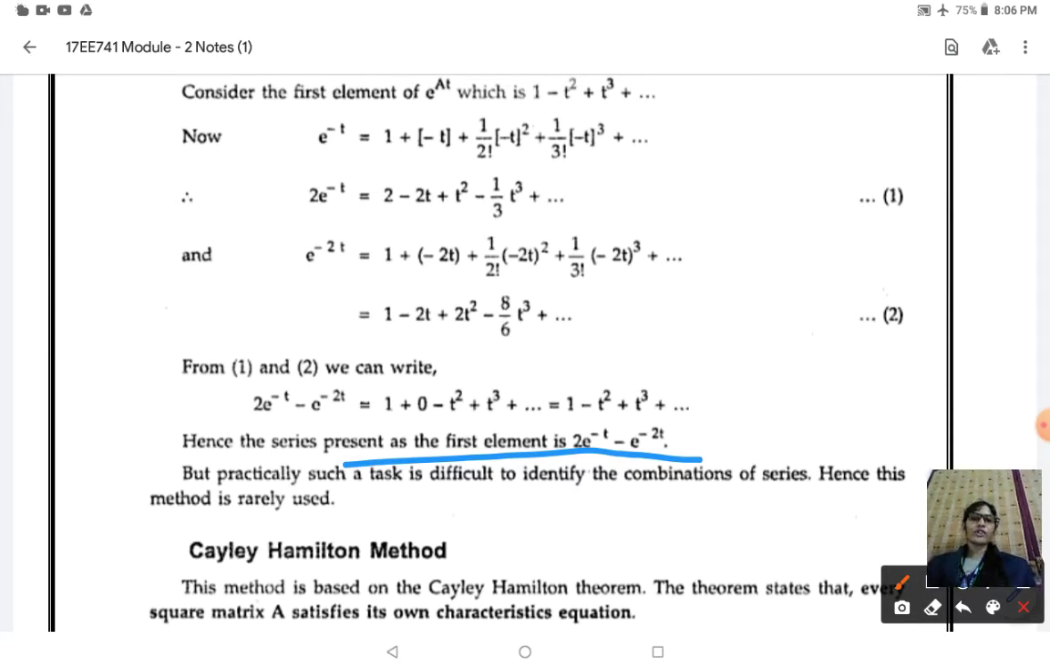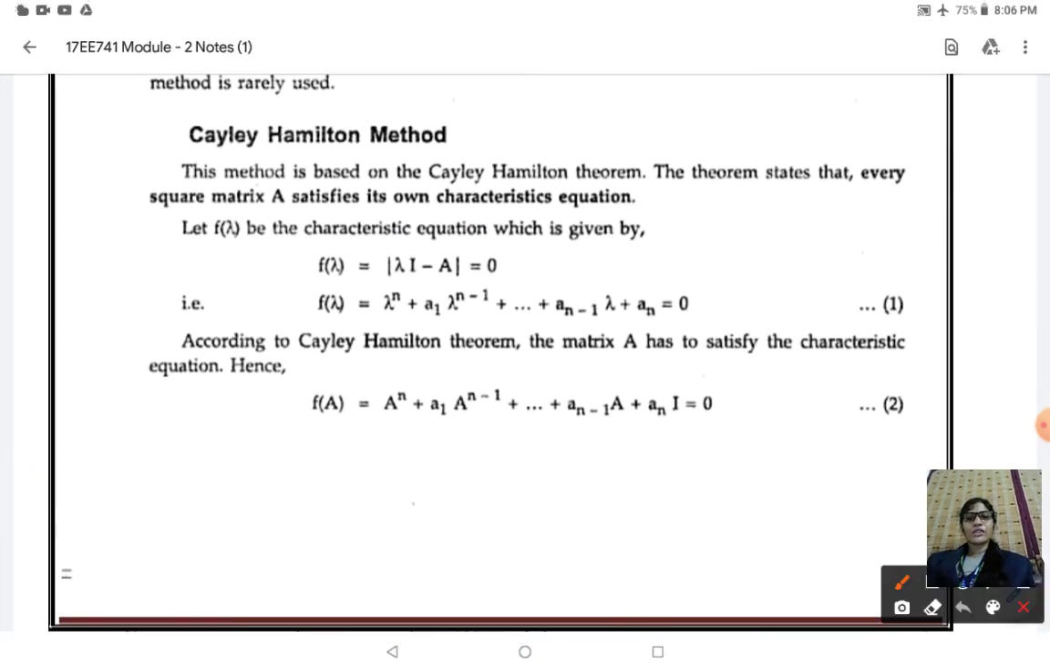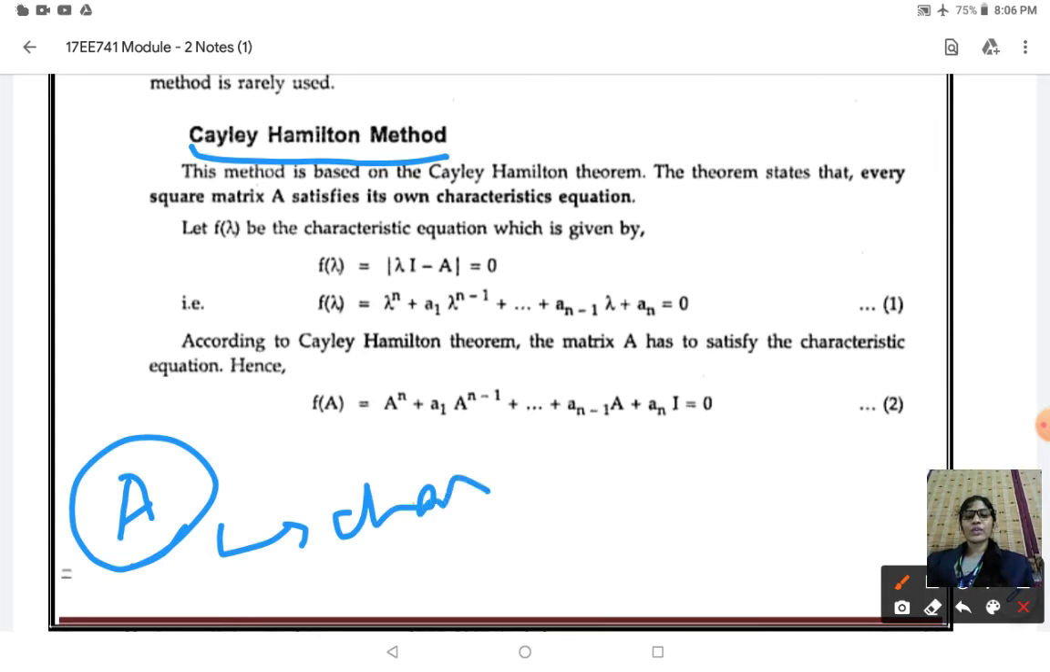Hence we are going for the Cayley-Hamilton method. In the Cayley-Hamilton method, we'll check how to identify the state transition matrix. This is a theorem: every square matrix A should satisfy its own characteristic equation. We all know what the characteristic equation is.